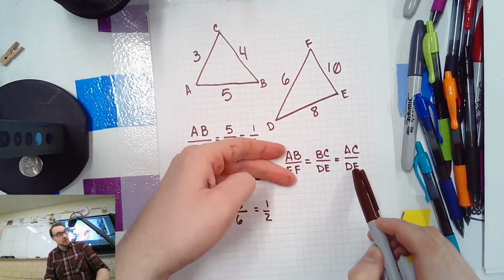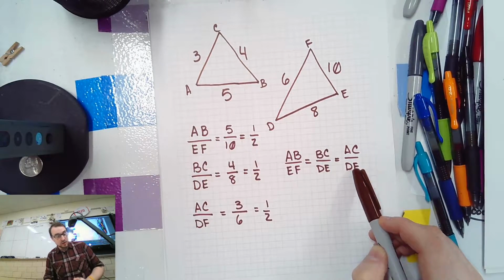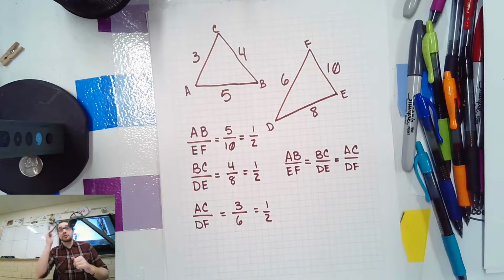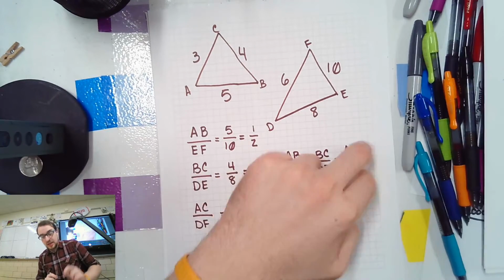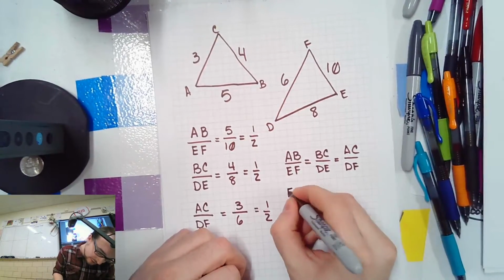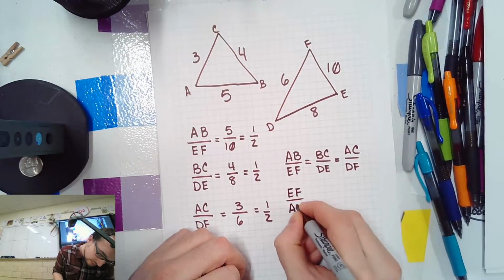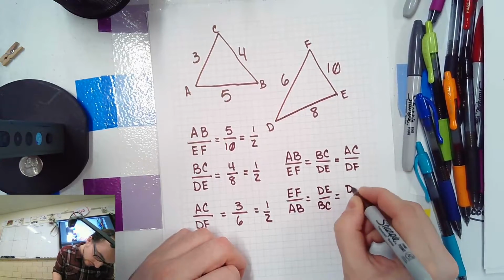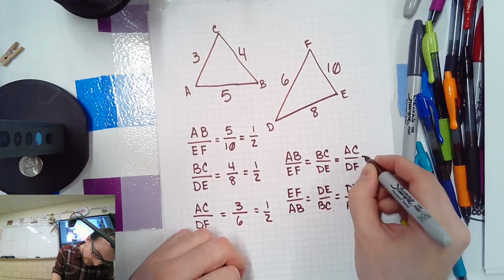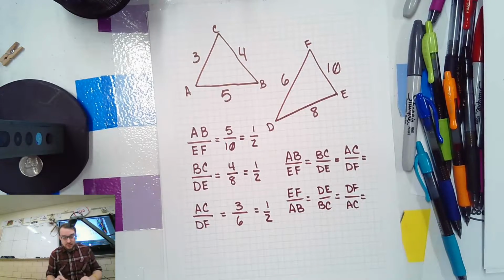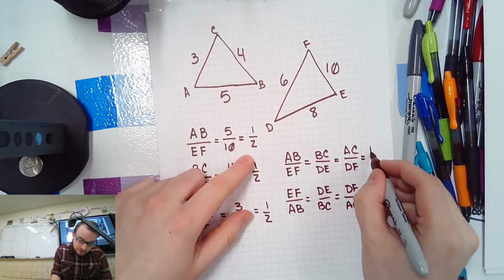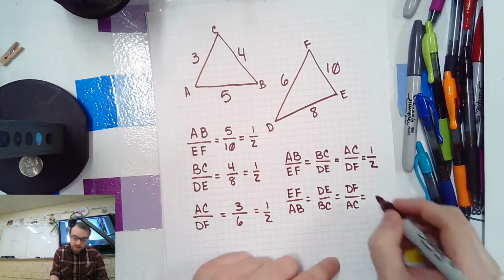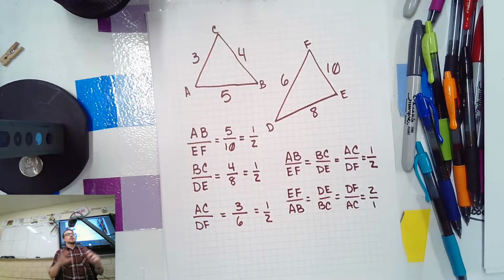Now, if I flipped one of these, in order to keep it true, I'd have to flip them all, because then it would be 2 over 1, 2 over 1, 2 over 1. But it'd still be a true statement. So this right here is the same as this. And given our diagram, what do they all equal? AB over EF equals a half, so all of these equal a half. Whereas EF over AB, that flips this, would be equal to that. We cool with that?